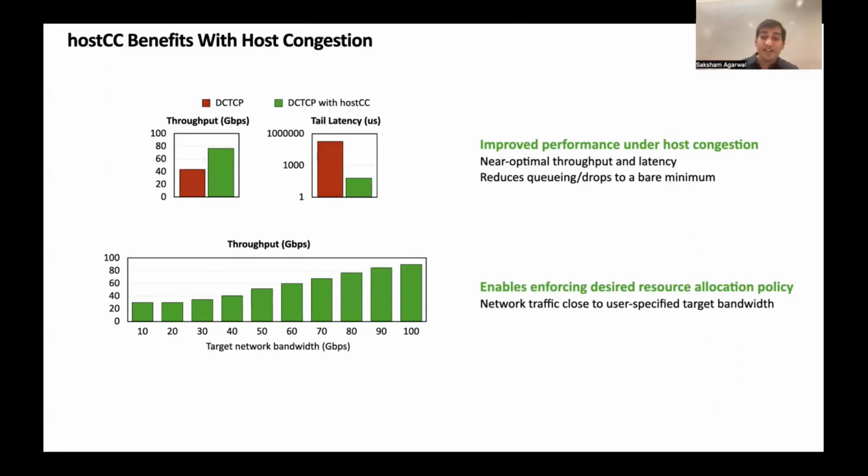Further, HostCC maintains these benefits even when there is network congestion along with host congestion. To increase the degree of network congestion, we varied the degree of incast in the network. For the incast workload, we use two senders and a receiver directly connected to a switch. And we vary the degree of incast by varying the total number of active concurrent flows in the network.